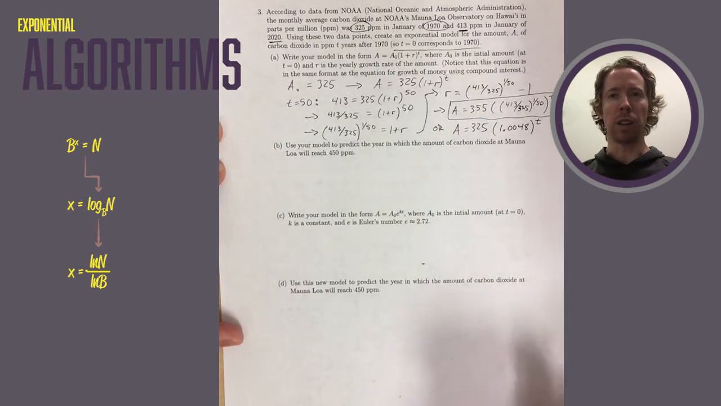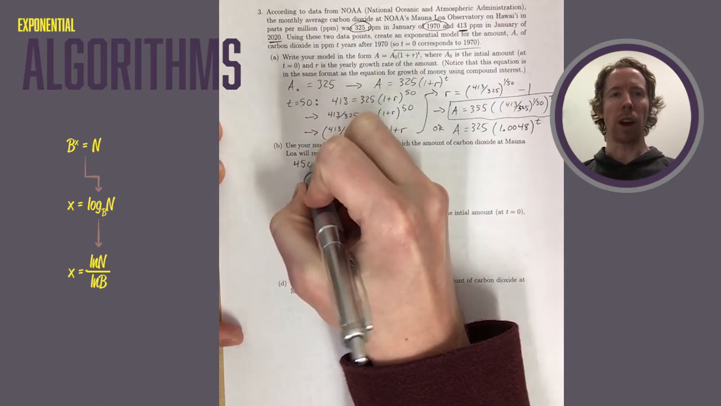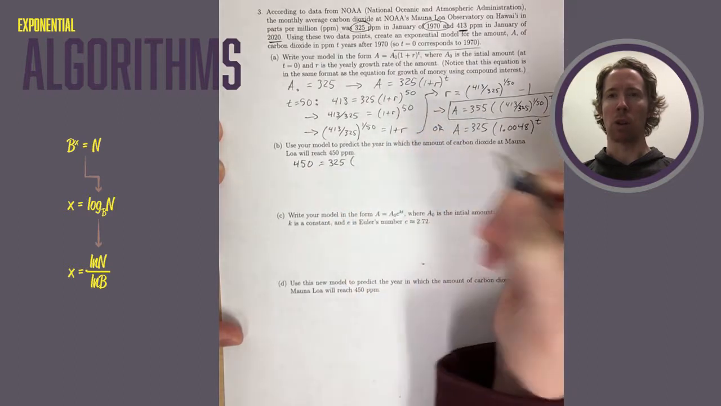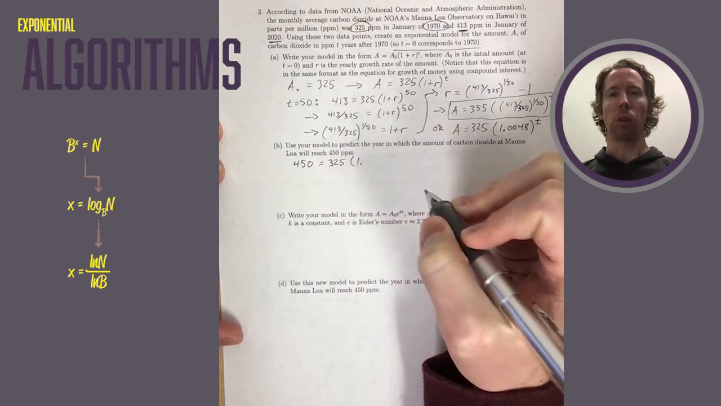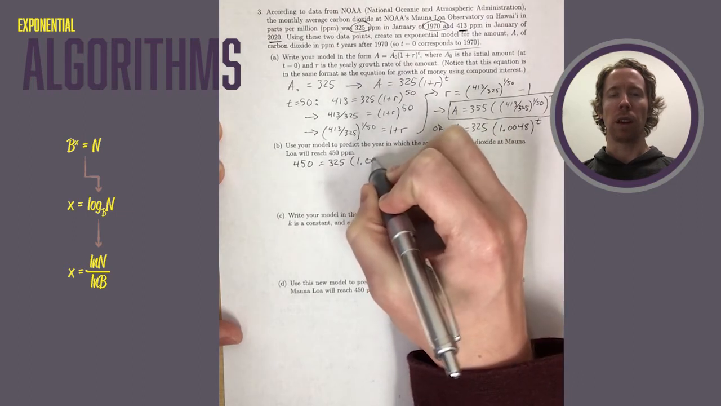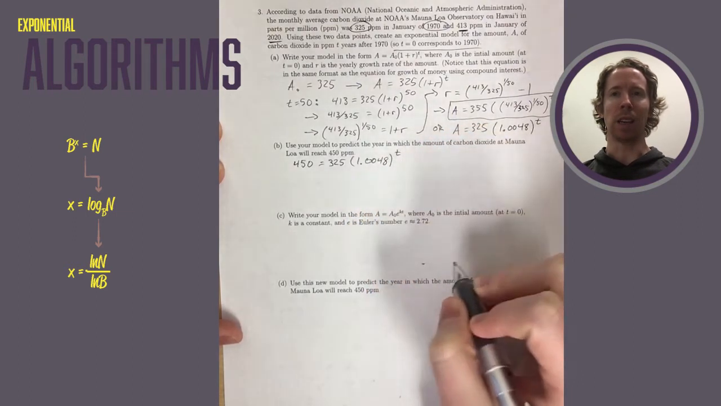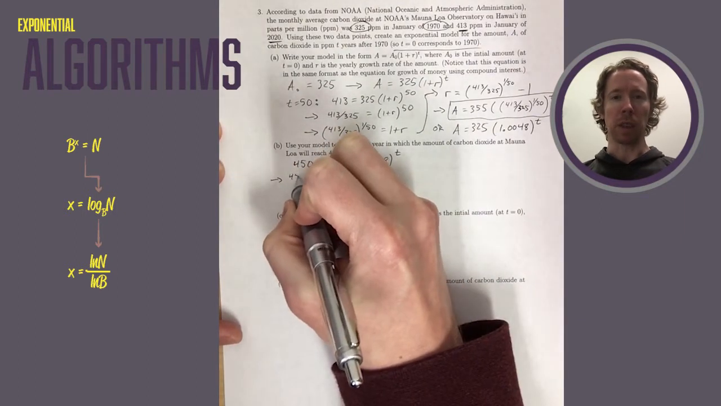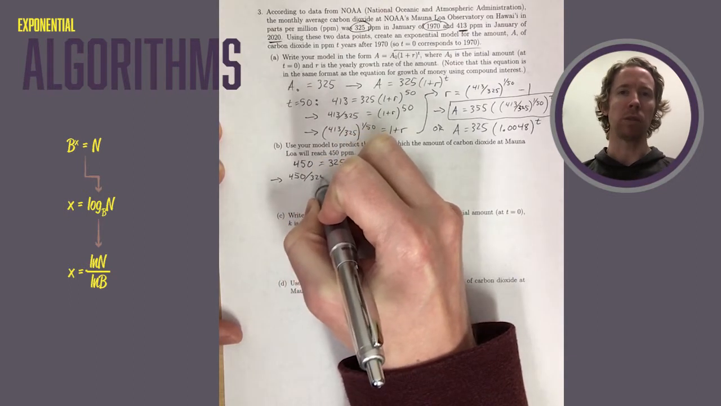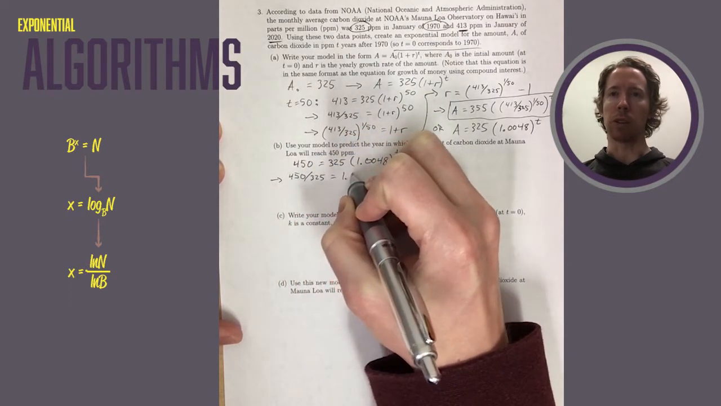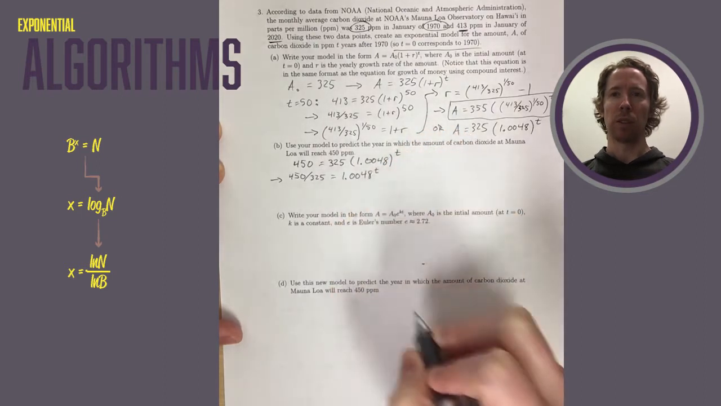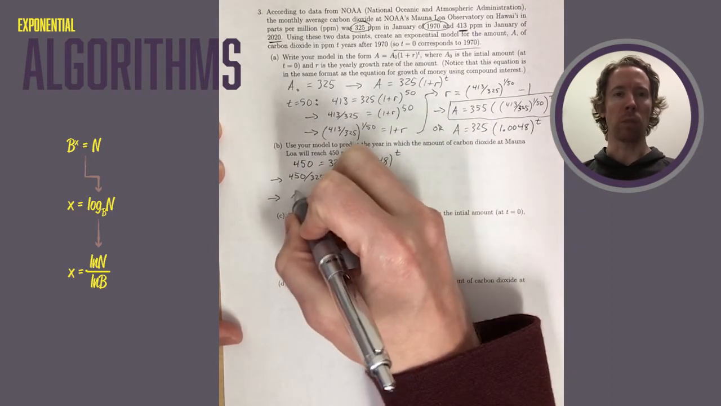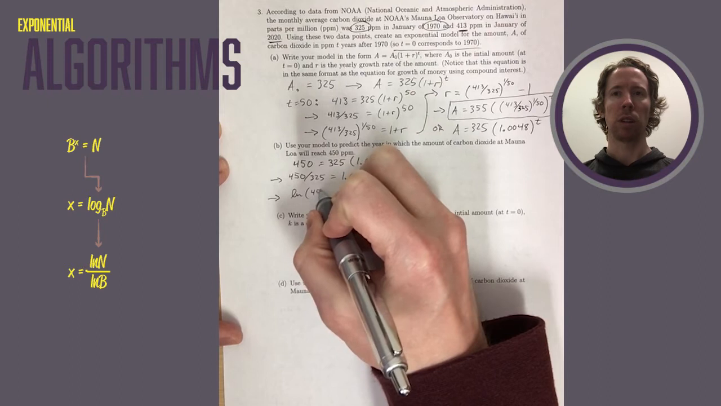Now we want to predict the year in which the amount of carbon dioxide will reach 450 parts per million there in Mauna Loa. So we'll plug in 450 for A, the amount, and we don't know the time, so we're going to leave that as t, and now we just need to solve for t. So we know how to do this. First, get it in the form constant equals base to the exponent by dividing both sides by 325. Then we can either immediately write it using a logarithm, or we can take the natural log of both sides. I'm going to use the natural log approach.